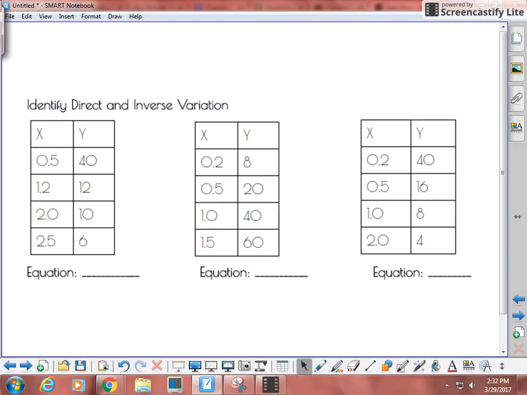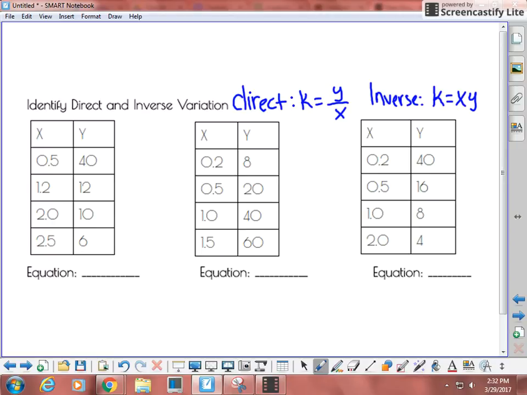Okay, so now we're going to look at some actual equations with x and y in them, and we're going to decide if it is direct or inverse. So we're just working with those two. If I'm doing direct, I want to find my k value, which is equal to y over x. So I'm taking the y values and dividing by the x. If I'm doing inverse, my k value is going to be equal to x times y. We're going to see which of these match when we do multiple points.